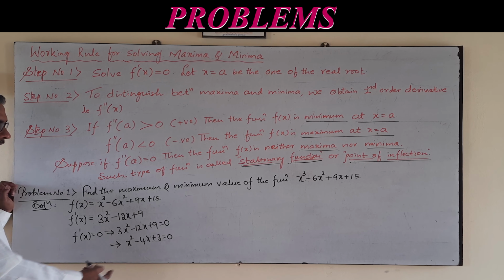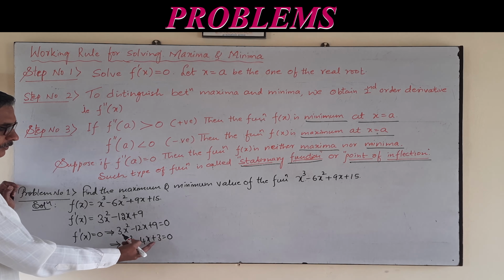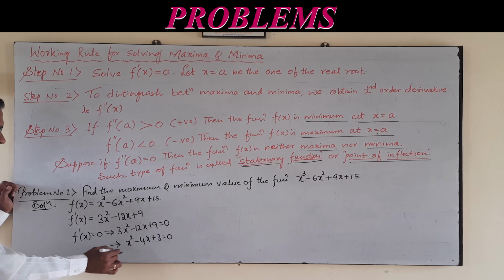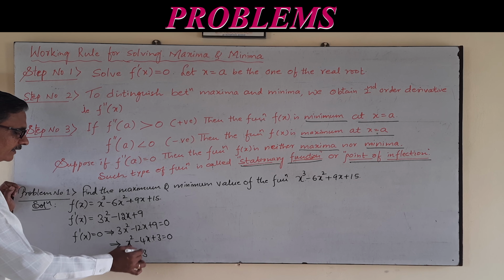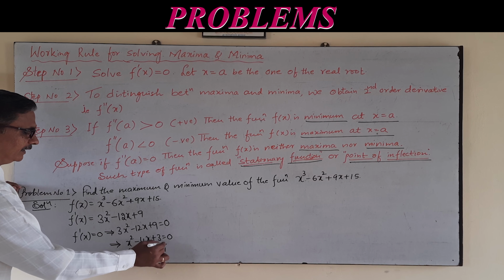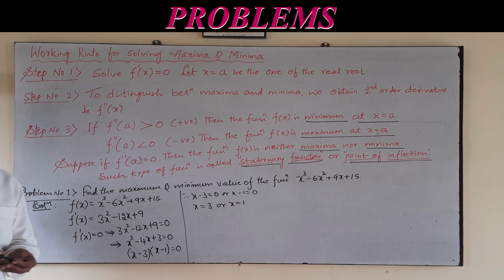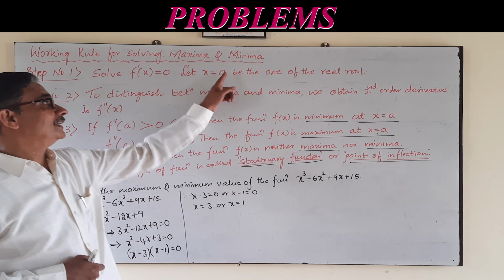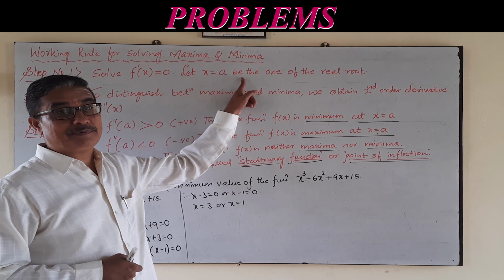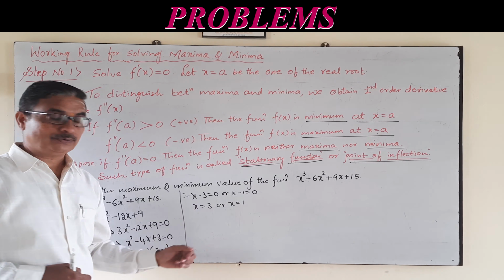Factorize by splitting the middle term. Multiplying should give 3, adding should give 4. Which factors? 3 and 1. So the factors are x minus 3, x minus 1 is equal to 0. Correct? Therefore x minus 3 is equal to 0 or x minus 1 is equal to 0, x is equal to 3 or x is equal to 1. We got the roots. Let x equal to a be one of the real roots. Two roots came, 3 and 1.